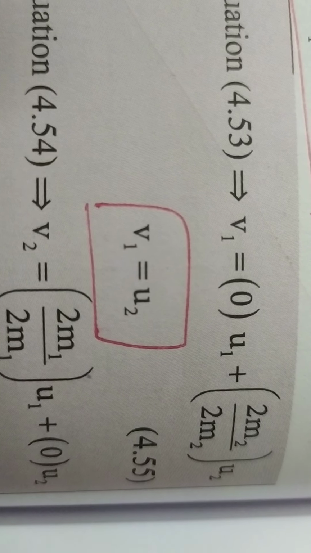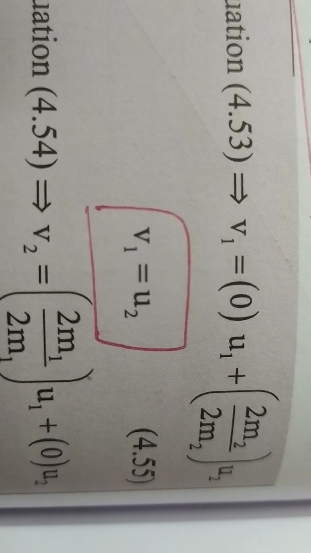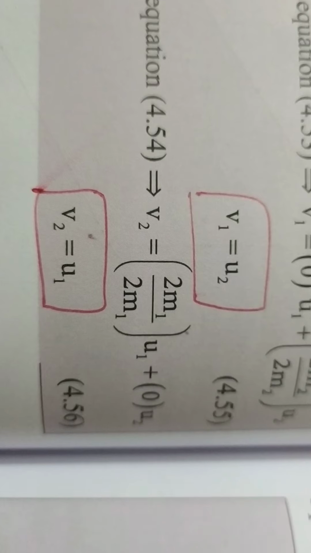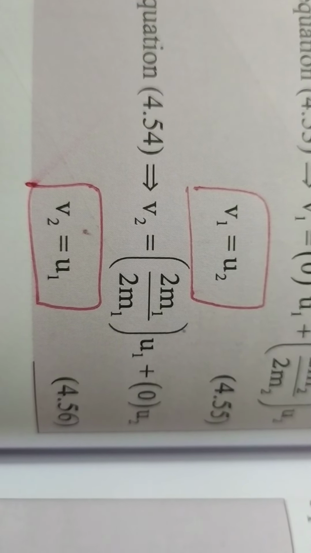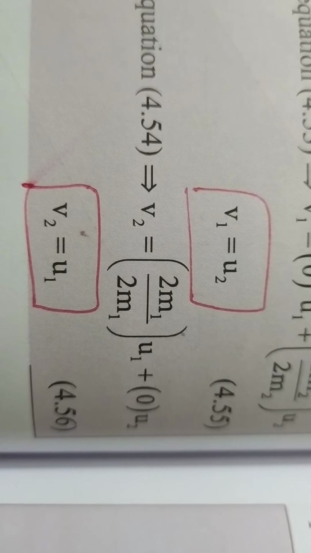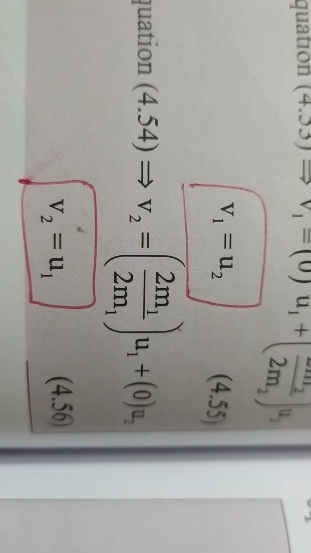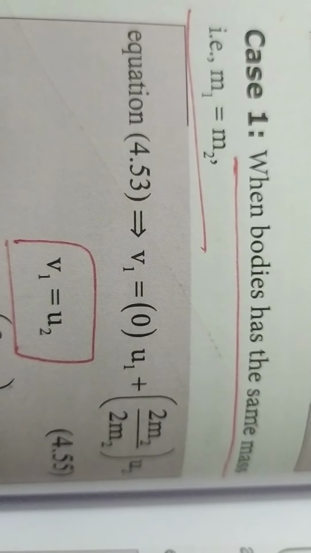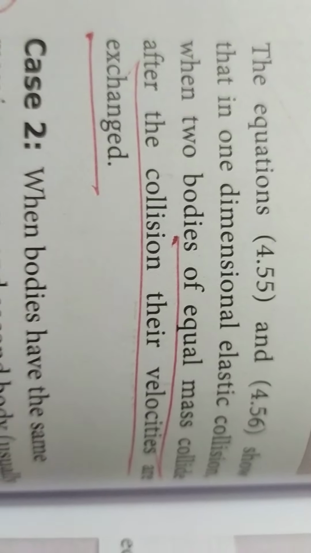That is the final velocity of the first object is equal to the initial velocity of the second object. Similarly, you can substitute for V2 the same condition. You will get V2 is equal to U1. Comparing these two equations 455 and 456, you can say that both the velocities are interchanged. That is V1 is equal to U2, V2 is equal to U1. So suppose if you take two bodies of the same mass, the velocities are interchanged. That is the main point, the velocities are exchanged.